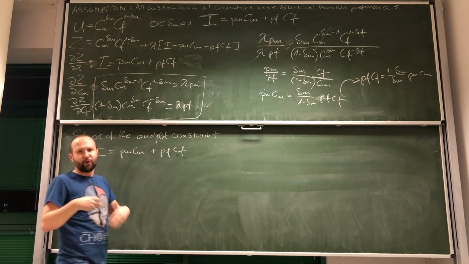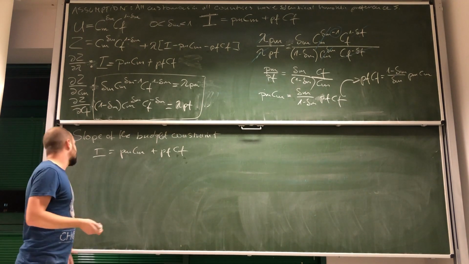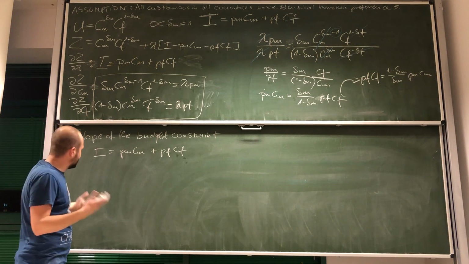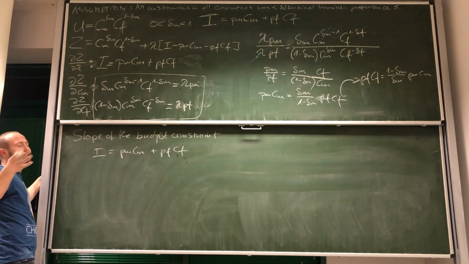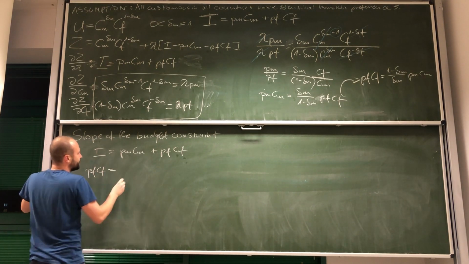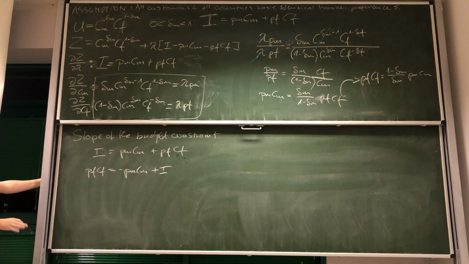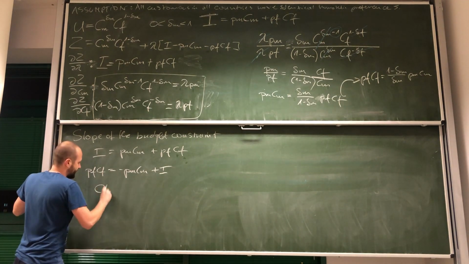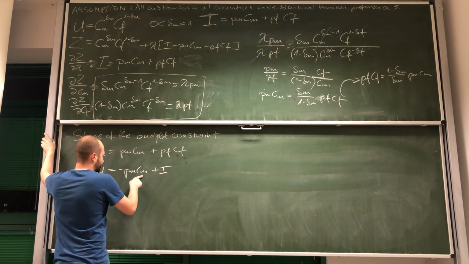We want to have food on the vertical axis and manufacturers on the horizontal axis. Of course, it doesn't really matter because we would get the same outcome, but let's be consistent with your textbook. So out of this we get that PF CF is equal to negative PM CM plus I. Now, if I divide both sides by PF, I'm getting consumption of food expressed as a function of the number of manufacturers I'm consuming.